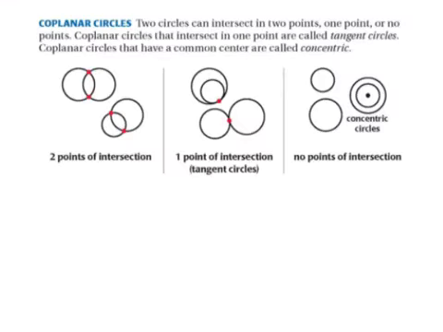Coplanar circles. Two circles can intersect in 2 points, 1 point, or no points. Coplanar circles that intersect in 1 point are called tangent circles. Coplanar circles that have a common center are called concentric. These are all things that we need to know. Concentric, they have a common center. 1 point of intersection is tangent. 2 points of intersection.